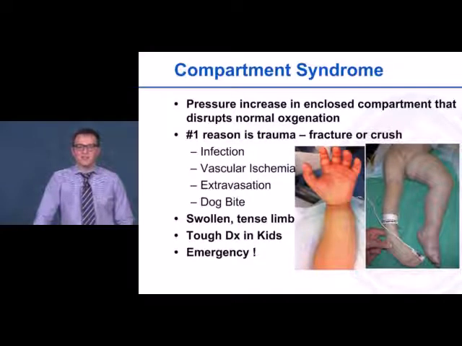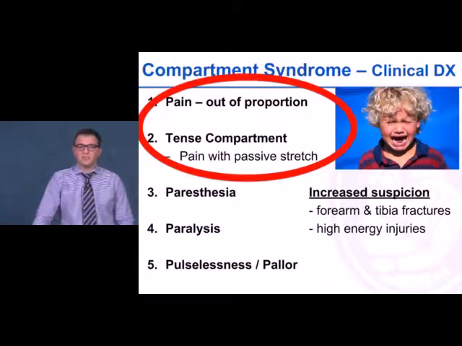such as infection, extravasation, or a dog bite. What you need to look for is a swollen, tense limb, and it's a challenging diagnosis in children. But what you have to realize is this is a true emergency. How do you make the diagnosis?